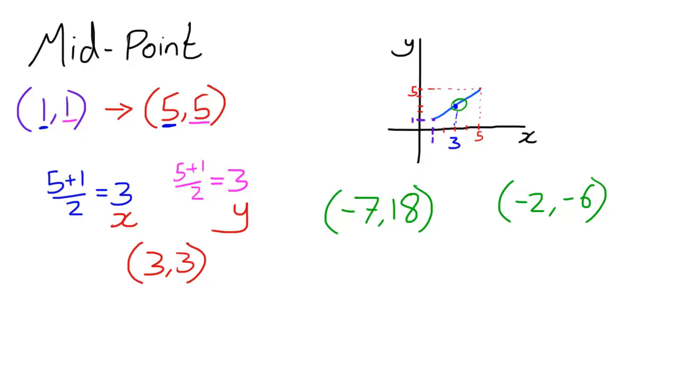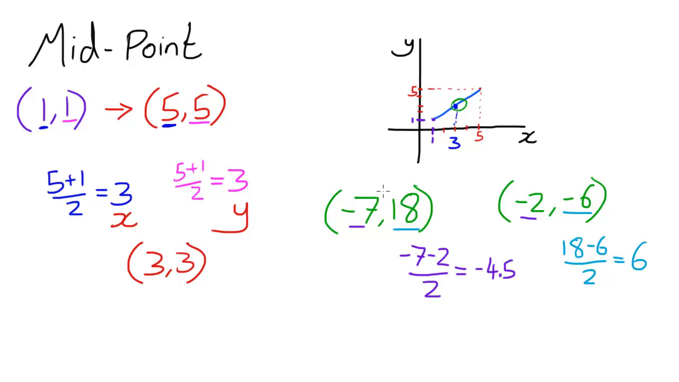I've just made those numbers up. Let's actually do exactly the same thing as what we did. So what's the middle point between minus 7 and minus 2? So let's do minus 7 plus minus 2, which is minus 9. Minus 9 over 2 is going to be minus 4.5. And then for our y-coordinate there is going to be 18 plus minus 6, so 18 take away 6 is 12, over 2 is going to be 6.